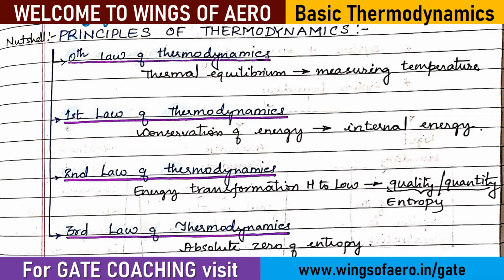Suppose we have 3 bodies. If 3 bodies are connected with each other, all the 3 bodies will have the same temperature. So it deals with thermal equilibrium and measuring of temperature. That is the zeroth law. When we go for the zeroth law, we will study more practical examples and some more things. What are the most important things in the zeroth law? These are just a nutshell, or the highlighting points.